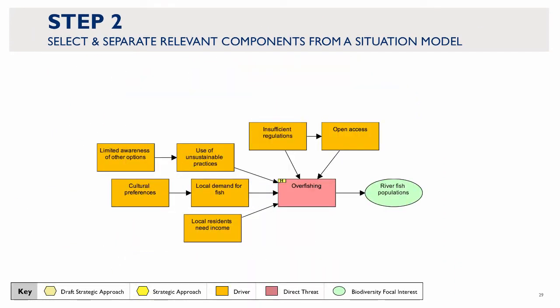Isolating the components driving overfishing from the larger model will let your team focus on a smaller portion of the model, the part that is most relevant for overfishing. Now we have an isolated problem chain. In the next presentation, we'll add some key missing drivers.